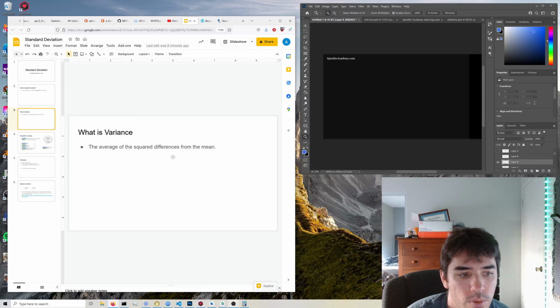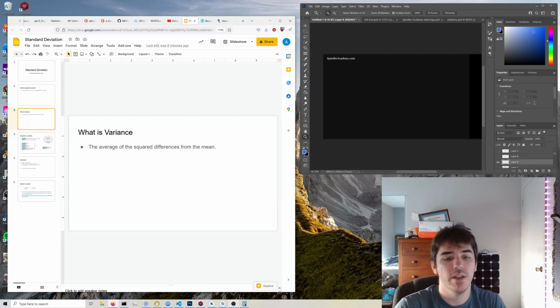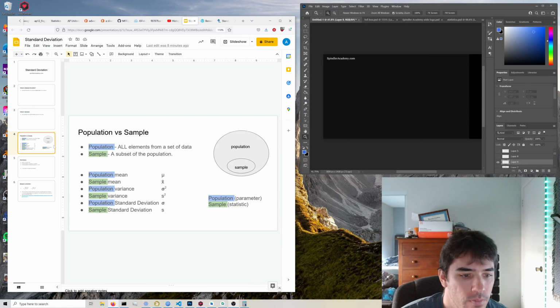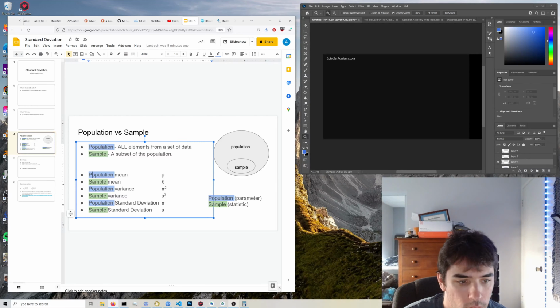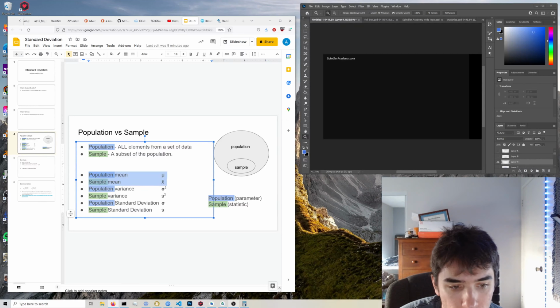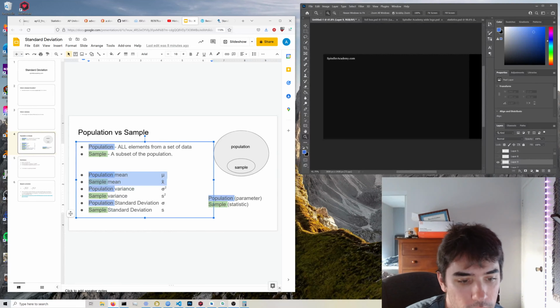So I want to talk a bit about how the mean can mean different things. So when you're talking about a population, the mean, you refer to that as mu. If you're talking about a sample mean, you refer to that as x bar, and that's what this symbol is.